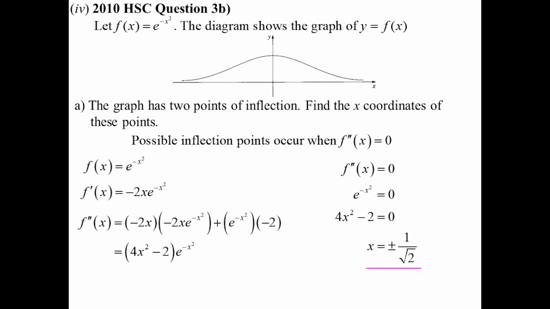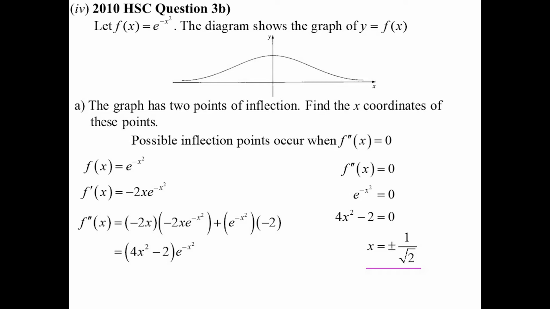Well, e to the minus x squared equals 0. That can't happen, because our exponential will never equal 0. So it must be the other bit. 4x squared minus 2 is equal to 0, which gives us x is equal to plus or minus 1 on root 2.